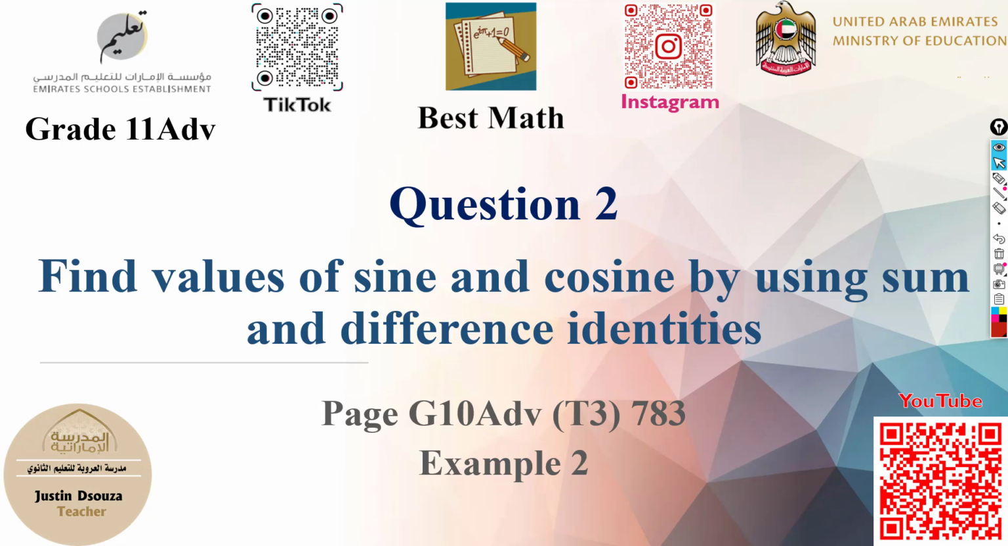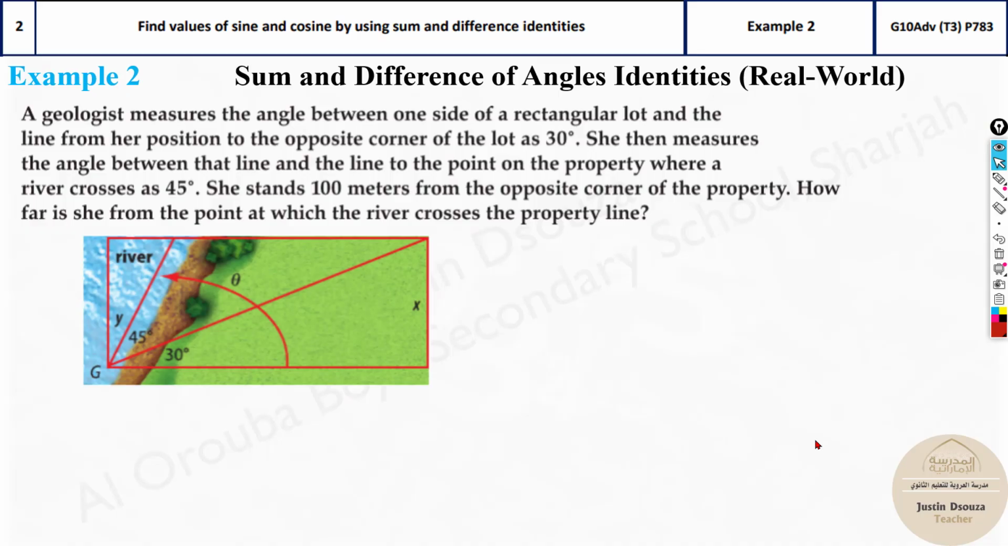The second question is to find values of sine and cosine by using sum and difference identities. But since it's an MCQ, you can use any method and get the answers. Let's read this real-life situation.